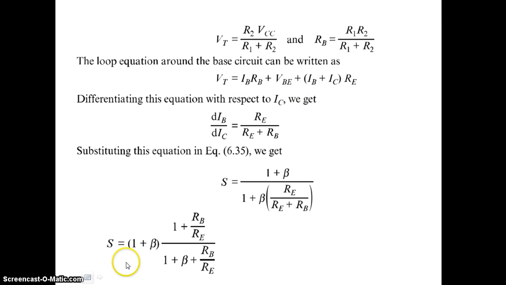To derive the stability factor, first we have to find dIB by dIC. So dIB by dIC is RE by RE plus RB. Substituting in that equation, S = (1 plus beta) into RE by RE plus RB divided by 1 plus beta into RE by RE plus RB. So we are able to derive S as 1 plus RB by RE by 1 plus beta plus RB by RE. The stability factor is very much improved compared to the previous biasing techniques.